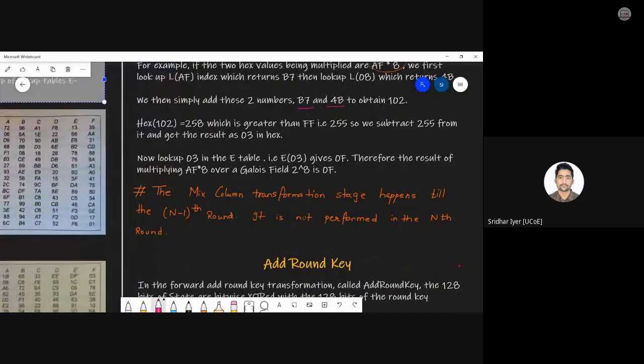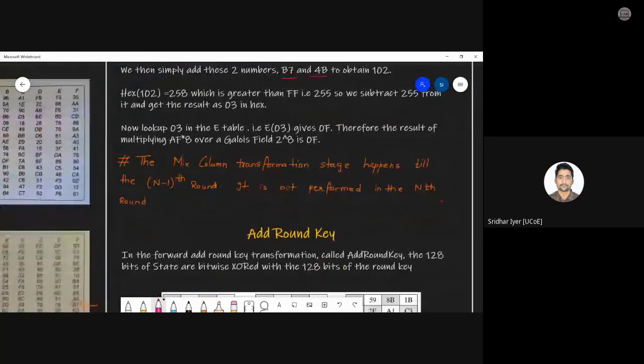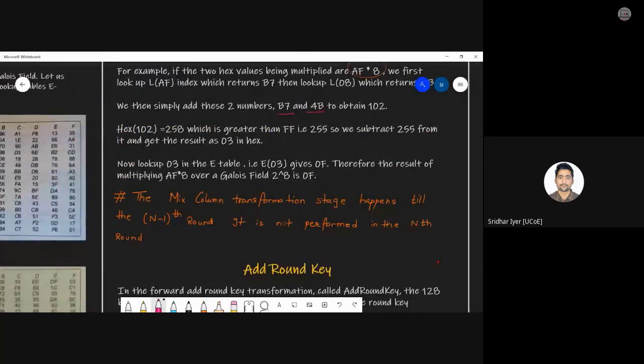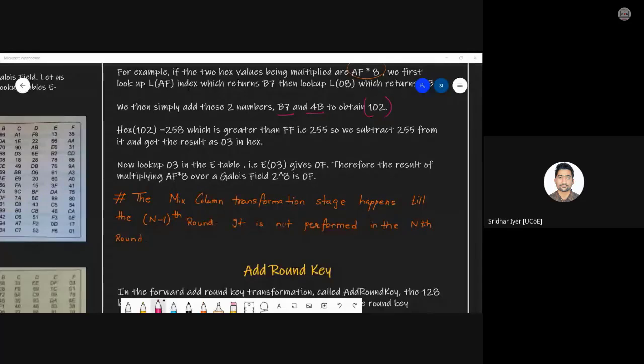Fine. Now, how to convert this? What will be the hex of 102? Can any one of you tell me what is hex of 102? Because every value that we are going to get will be in terms of hexadecimal values only. Can we straight away write 102 in hex? Obviously not. We need its representation. Can any one of you let me know what is hex of 102?